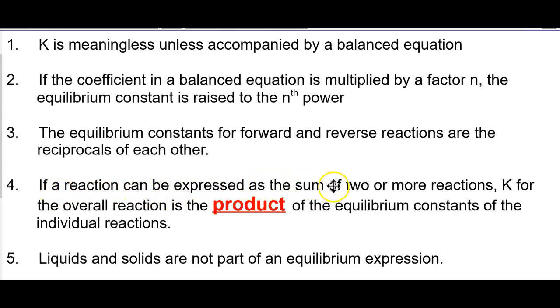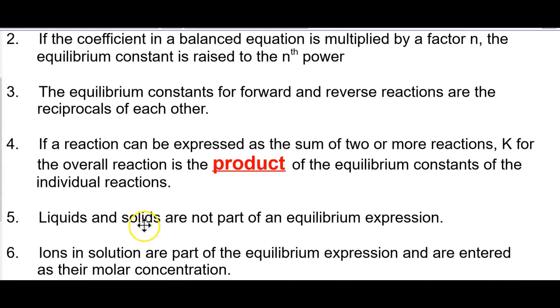If a reaction can be expressed as the sum of 2 or more reactions, K for the overall reaction is the product. Now we did Hess's law, and we applied the same skill with Hess's law, but we added the values of delta H. Here we're going to multiply the values of K. A very important rule here, rule 5, liquids and solids are not part of your expression. So if you have something in a balanced equation that's in the liquid state or the solid state, you will not be putting it into your expression. Basically, it's a 1 and you leave it out of your expression, so you do not use it. Ions in solution, or aqueous species, will be part of your expressions. So no liquids or solids, only ions and gases. So AQs and gases should be in your expressions.